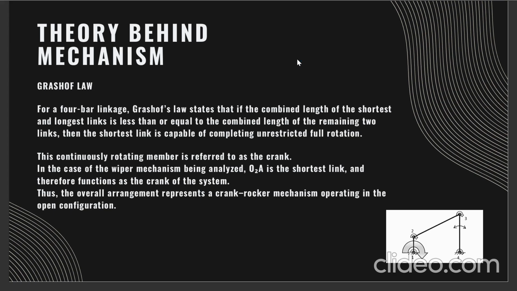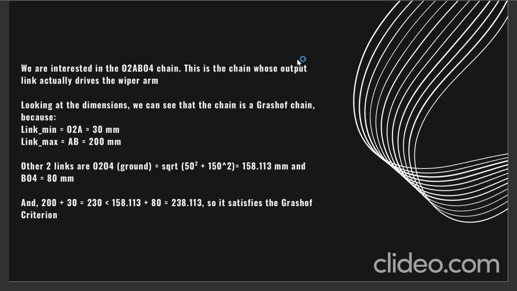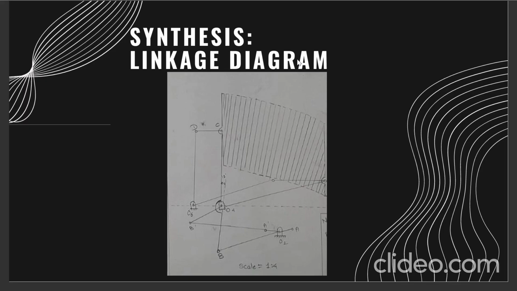For this particular mechanism, this is a Grashofian chain as the minimum link length is about 30 millimeters, the longest link length is about 200 millimeters, and through basic geometric processes, we've calculated the other two links to be about 80 millimeters and 158 millimeters. Doing the required calculations, we find that this is a Grashof chain. Then this is a diagram. This is a direct picture from tutorial 2, question 6, where we've done a pen and paper synthesis of this situation.